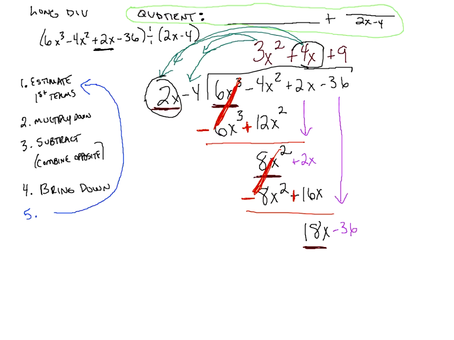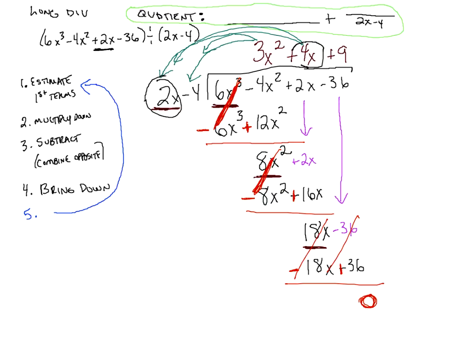Multiply back down, so 9 times 2x is 18x, correct, and 9 times -4, -36. And I'm going to change my signs. And actually, both of those terms go away.